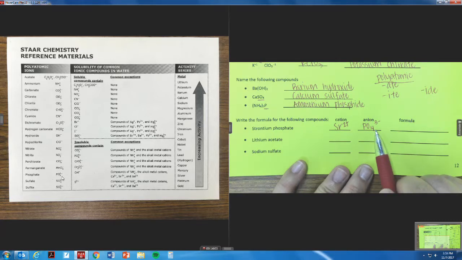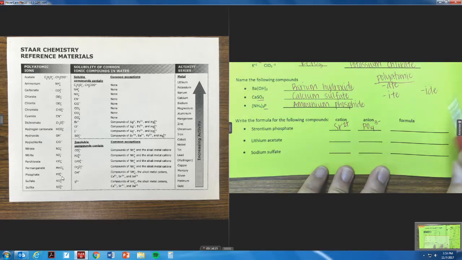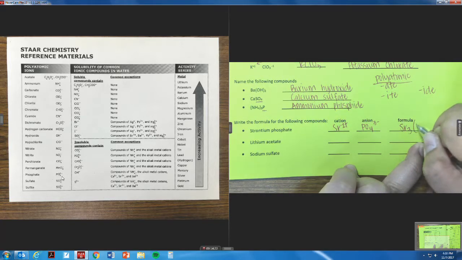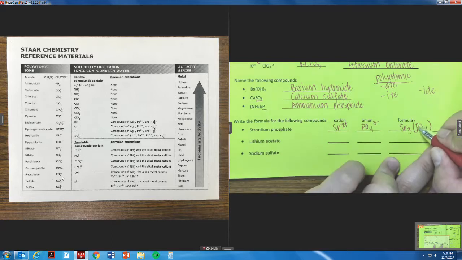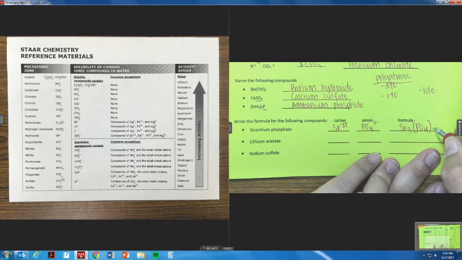Okay, so when you make your formula, don't forget that you are crisscrossing. So the 2 is now going to become a subscript for PO4, and then your 3 is going to become a subscript for Sr. So Sr3, and then parentheses PO4, because they're a family, they're best friends, you don't want to separate them. PO4 now has a subscript of 2.